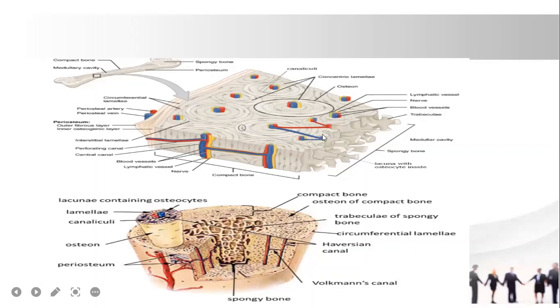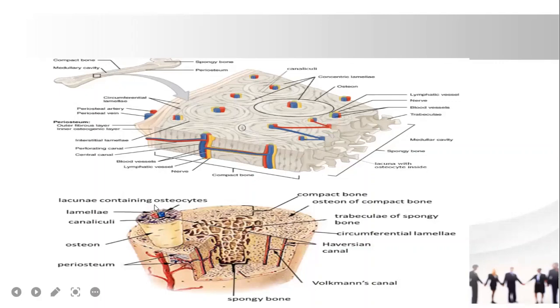And also we have the canaliculi and the osteocyte inside the lacunae, which we stated earlier on. Osteocytes are mature bone cells. This structure has been obtained from a long bone, that is the femur. So the same structure is here, but more advanced.